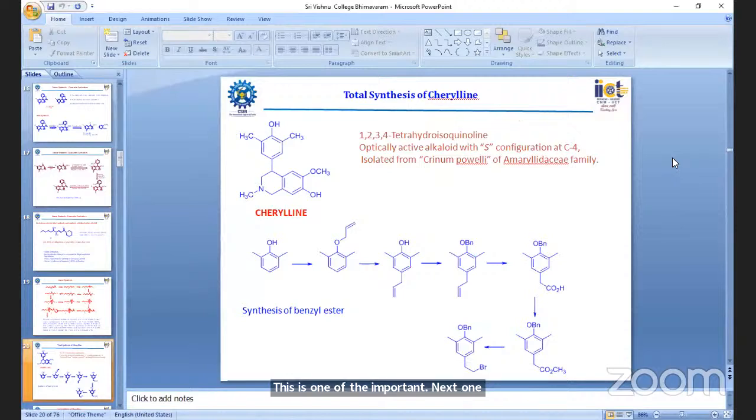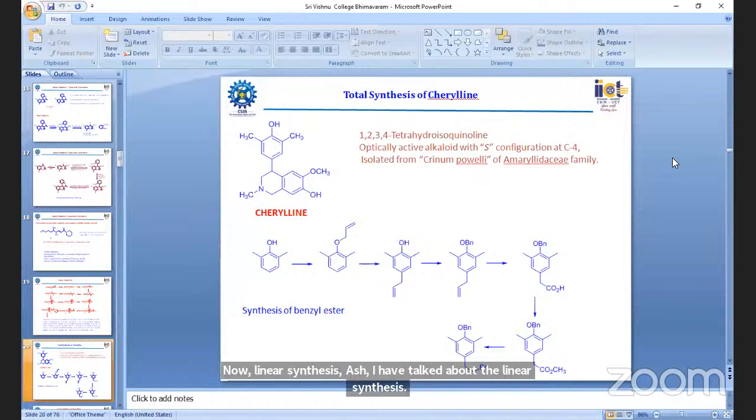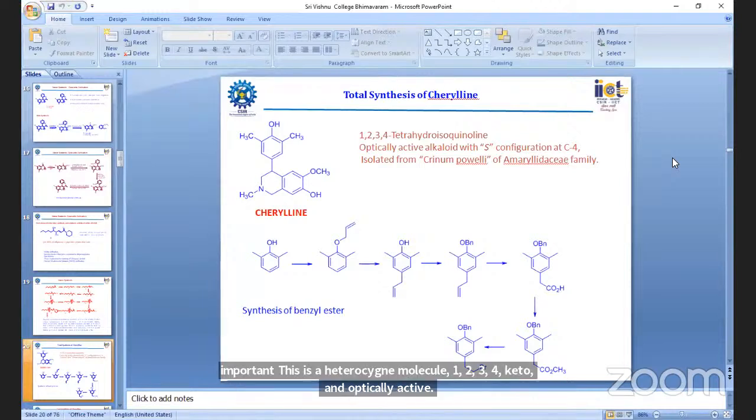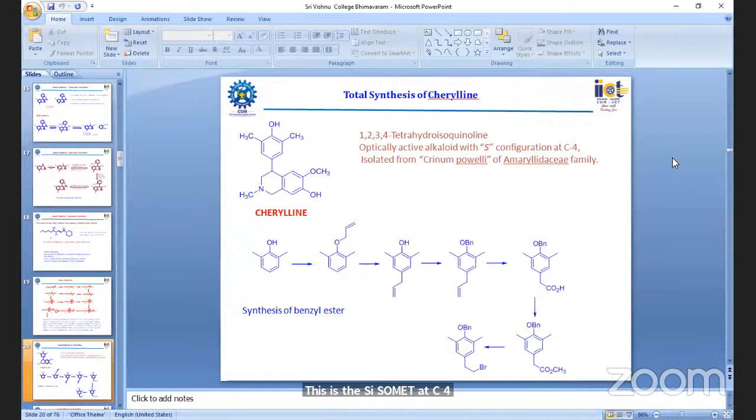Yeah, another example I want to show. Now, linear synthesis I had talked about. Now I would like to talk about the total synthesis. So what is the total synthesis? One example I have taken is one very important molecule, cherylline. This is a heterocyclic molecule, 1,2,3,4-tetrahydroisoquinoline, and optically active. This is the S isomer at the C4 carbon, and this is isolated from Crinum powellii. It is an Amaryllidaceae family.